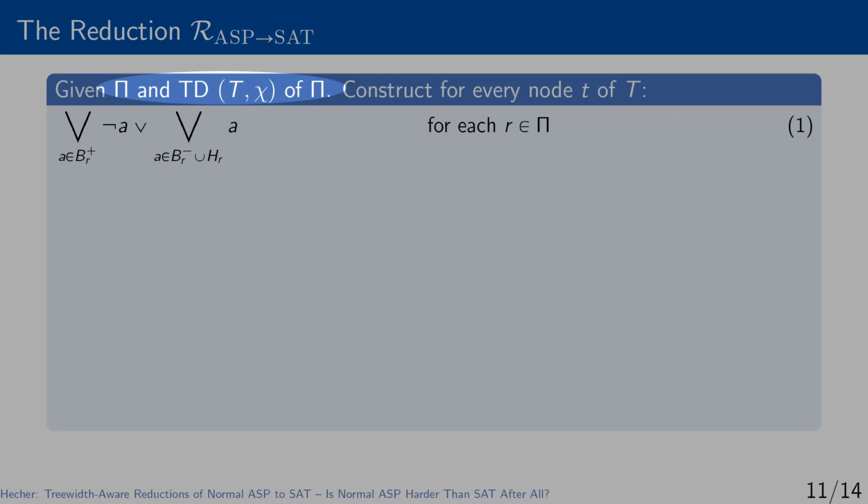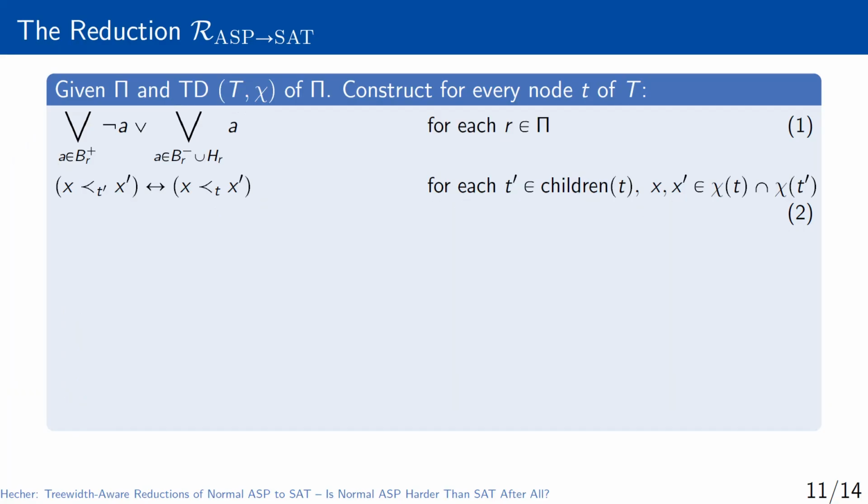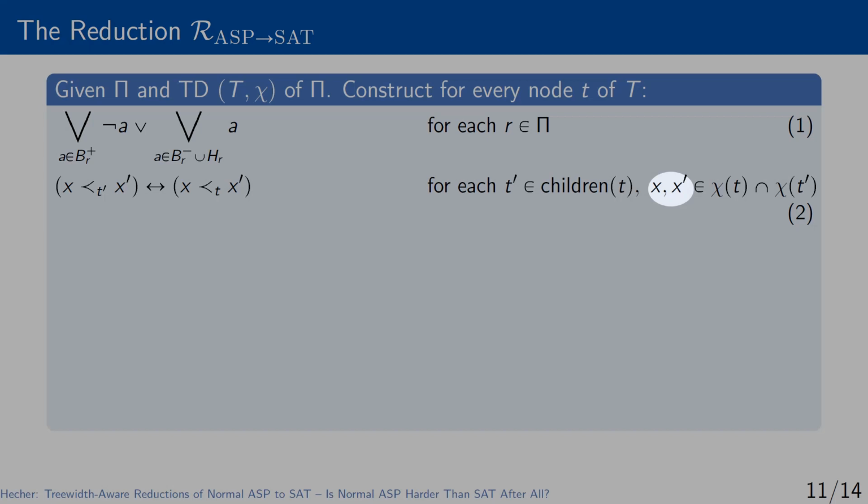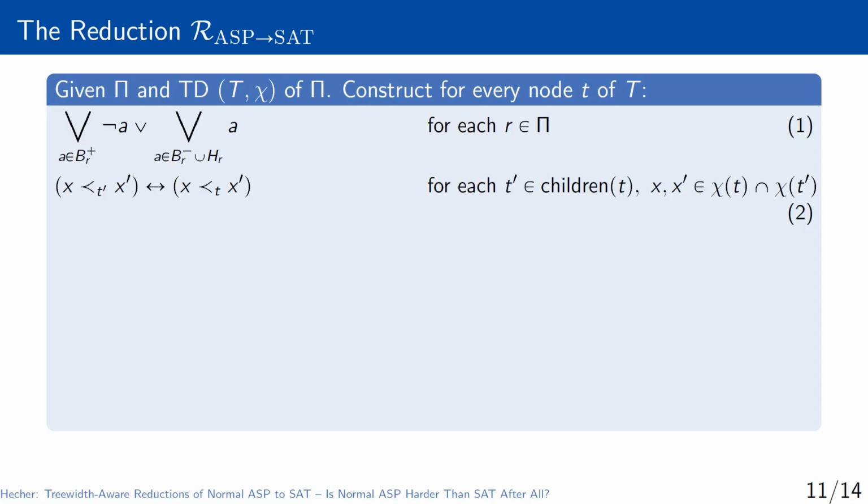So consider a given normal program and the tree decomposition of the program. We use for each atom a variable, and we ensure that all rules of the program are satisfied. Then we need to ensure that for two atoms x and x' of two neighboring tree decomposition nodes t and t', if x has a smaller level than x' in node t', then x also has to have a smaller level than x' in node t, and vice versa. For these local level mappings, of course, we use auxiliary variables per atom and tree decomposition node.